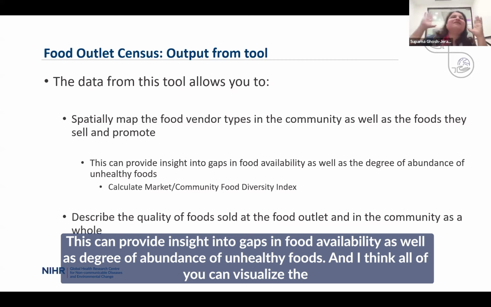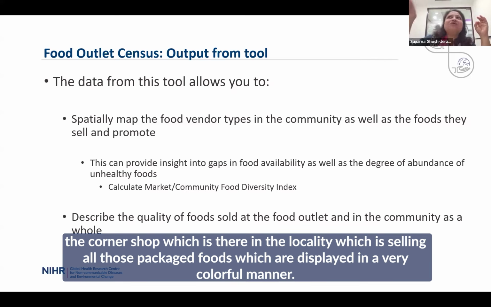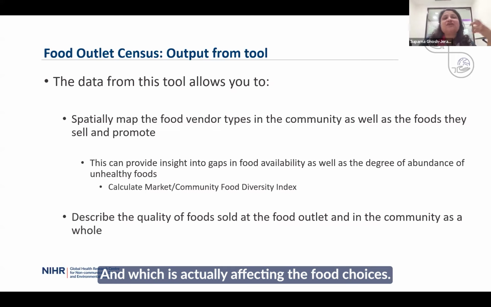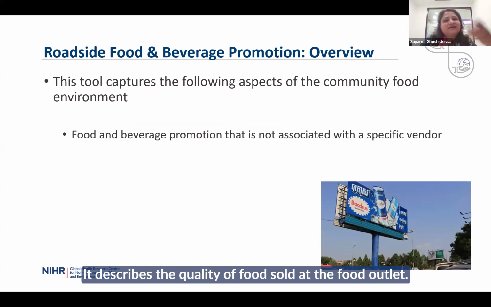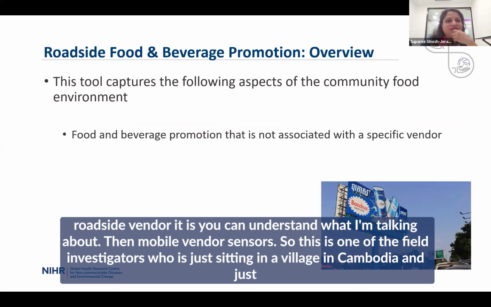And I think all of you can visualize the corner shop which is there in the locality, which is selling all those packaged foods which are displayed in a very colorful manner and which is actually affecting the food choices. It describes the quality of food sold at the food outlet. Roadside vendor, you can understand what I'm talking about.